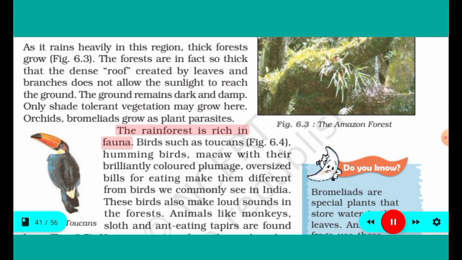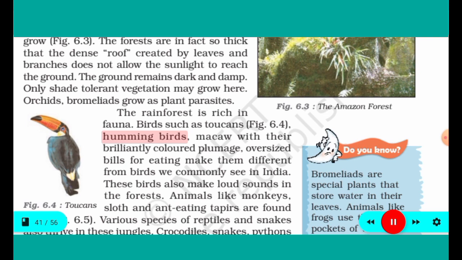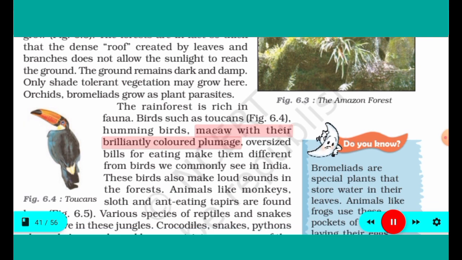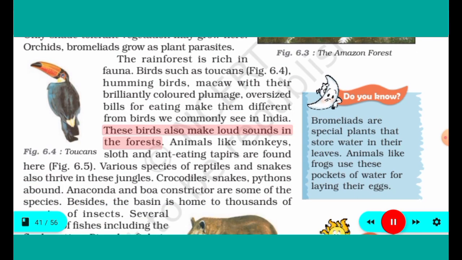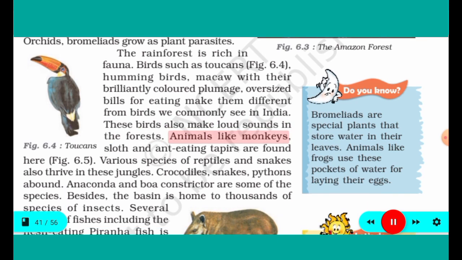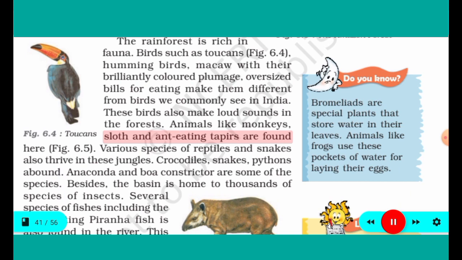The rainforest is rich in fauna. Birds such as toucans, hummingbirds, and macaws with their brilliantly colored plumage are found. Oversized bills for eating make them different from birds we commonly see in India. These birds also make loud sounds in the forests. Animals like monkeys, sloths and ant-eating tapirs are found here.